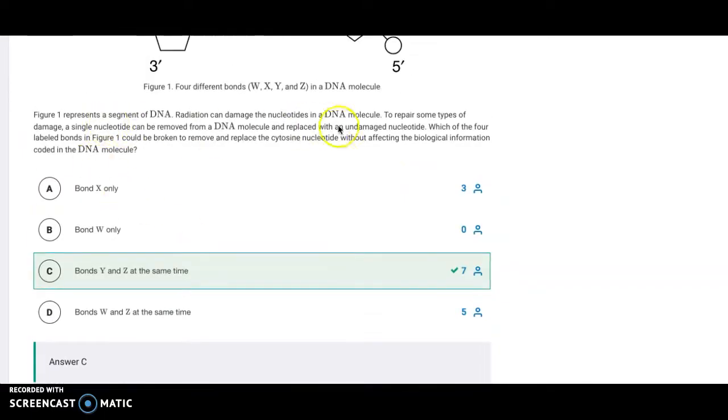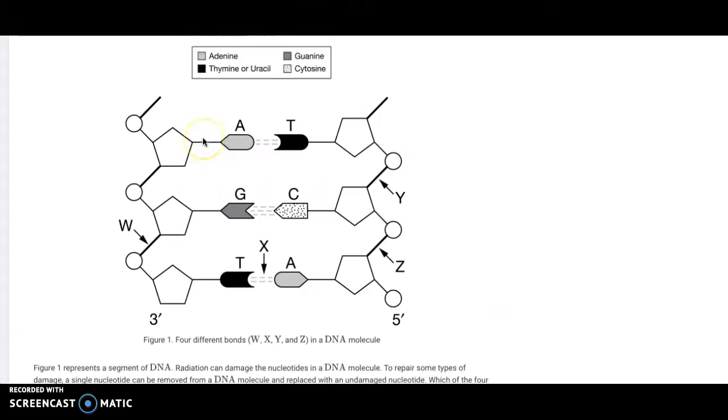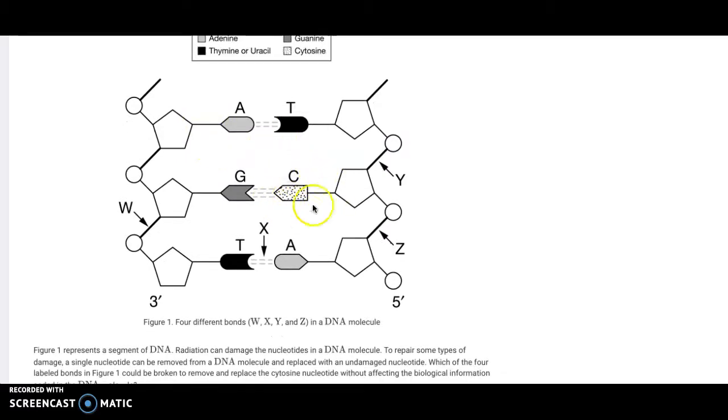Well, let's see. What's the question, though? To repair some types of damage, a single nucleotide can be removed from a DNA molecule and replaced with an undamaged nucleotide. Which of the 4 labeled bonds in Figure 1 could be broken and removed to replace the cytosine nucleotide without affecting the biological information? Okay, so there's only one cytosine nucleotide here, so you need to find this one. And then you need to know how DNA is put together. It's put together with a series of nucleic acids, and a nucleic acid contains a sugar, a phosphate, and then one base.